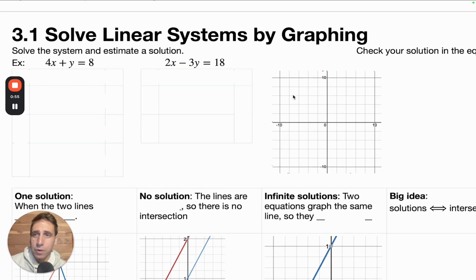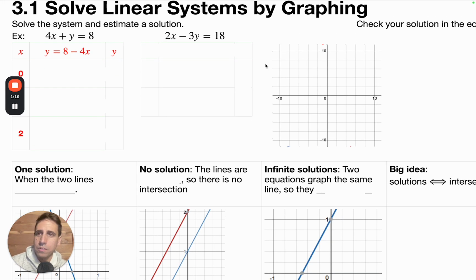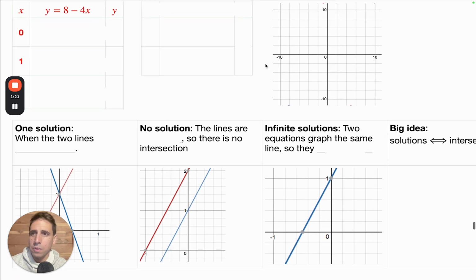Let's graph this one. 4x plus y is equal to 8. I think what I'm going to do is rearrange this equation just a little bit, mostly because I see that x and y are next to each other on the same side of the equation. I'm just going to subtract 4x from both sides, like this. If you subtract 4x from both sides, then you get something you can very easily make a 0, 1, 2 table out of. So the x values are going to be 0, 1, and 2.